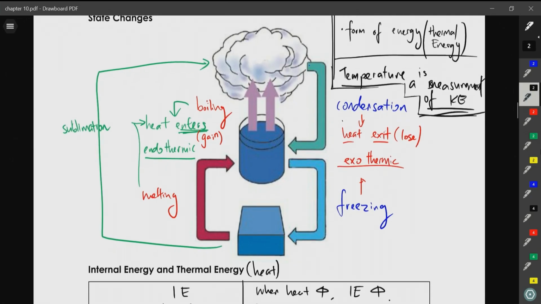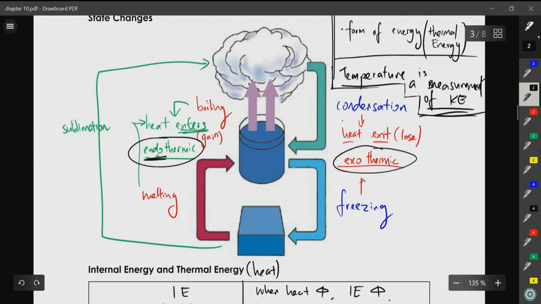Now we have state changes here. I think you are quite familiar with state change. Just take note of the two new terms that we introduced here: exothermic and endothermic. Endo meaning enter, exo meaning exit. With exit you mean lose, with enter you mean gain.